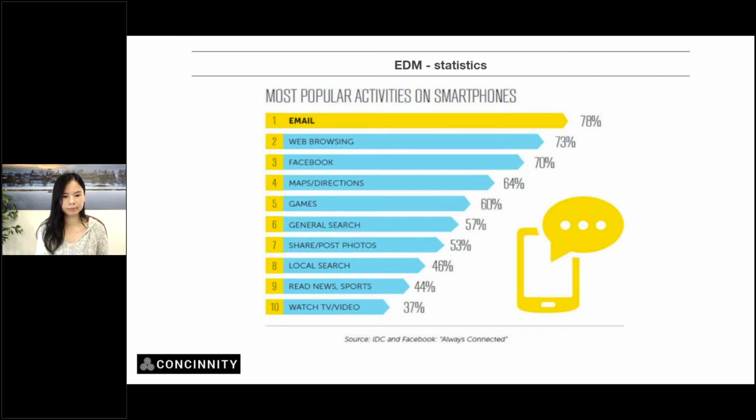Now, we know a few things based on what we've discussed. We know that sender name is important. We know subject line is important. We know people spend a lot of time on mobiles. We know email is very popular on mobile as well. Okay, these are basics that we know. So let's build on that. Let's understand a little bit more in terms of KPIs.